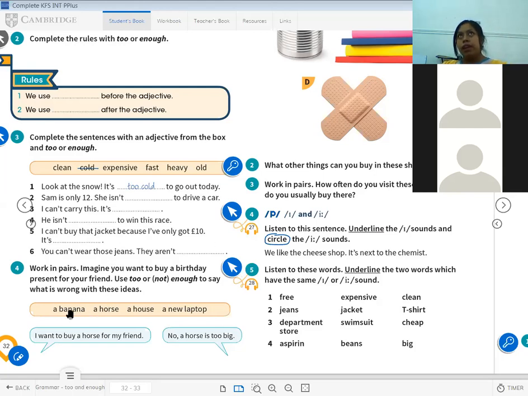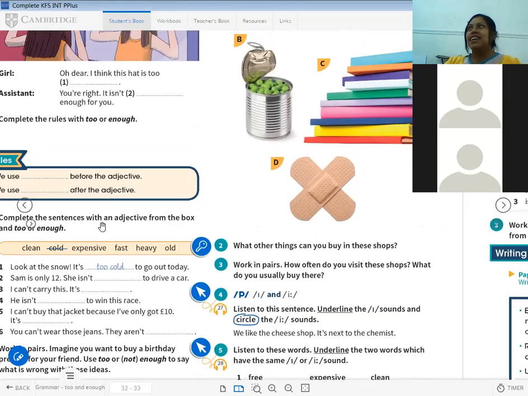Okay, do you agree with the banana? Some of you said yes, because a banana is too delicious. But I think a banana is not enough to give someone as a present. It's not enough. Okay, maybe, but it's cheap, cheaper than a horse, a house, a new laptop. And I don't have any money, so I prefer to give a banana. Okay, let's move on.